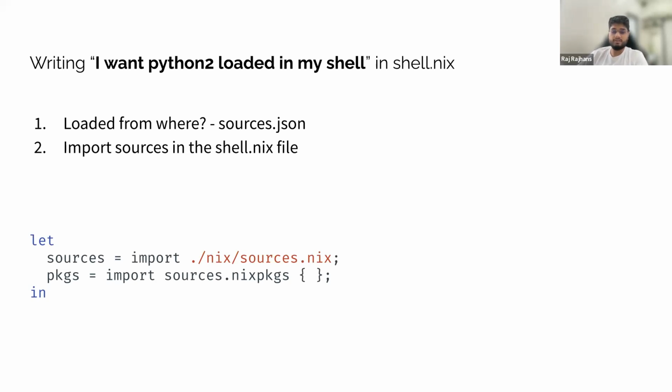The code over here, what it does is pretty simple. It imports the sources.nix file and basically binds it to the sources variable. And then it imports the Nix pkgs inside the sources file, and then it binds that to the pkgs variable. The let keyword here just marks the start of a let expression, right? Which allows us to bind values to names in the Nix language. Then whatever values that we bind here are available after the in keyword, they are available there.